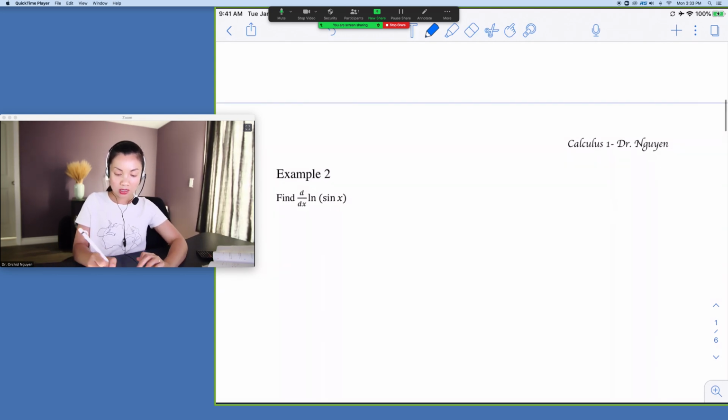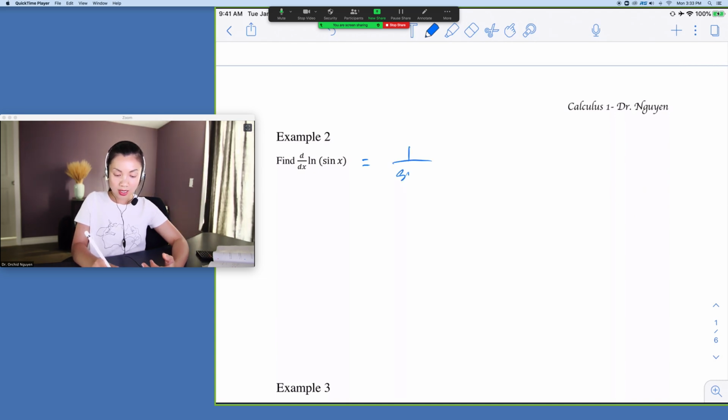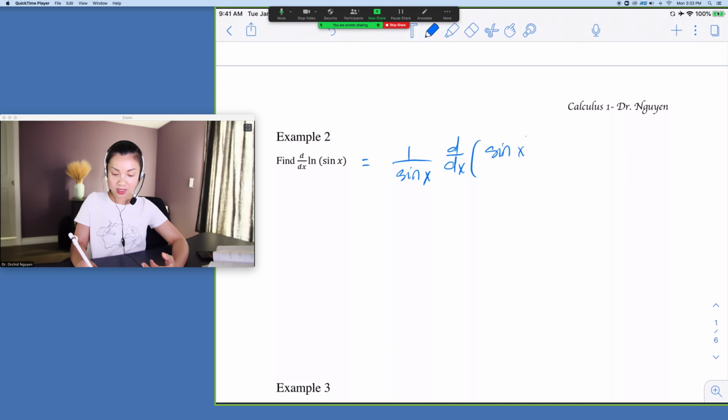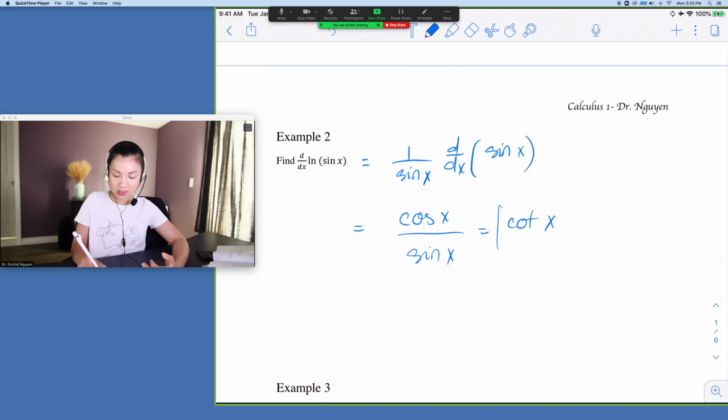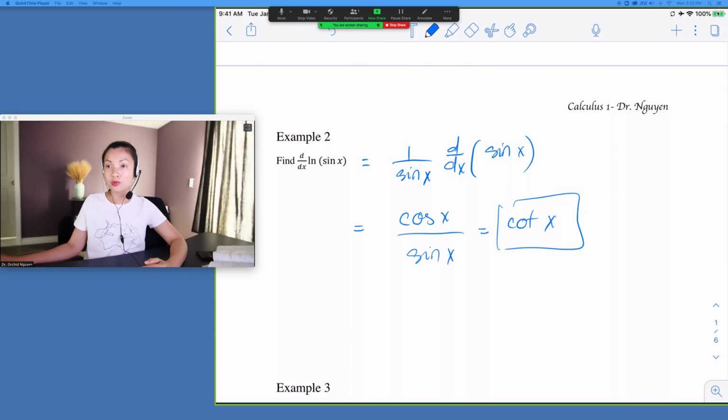Okay. So right here, as you can see, the outer function is going to be the ln. So I'm going to take 1 over sine of x, and then I multiply by the derivative of sine of x, which is cosine of x. So we get cosine of x over sine of x, which is just cotangent of x. Okay, so that's example 2. What we have for example 3.